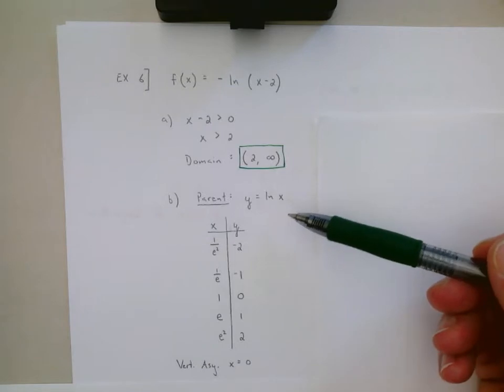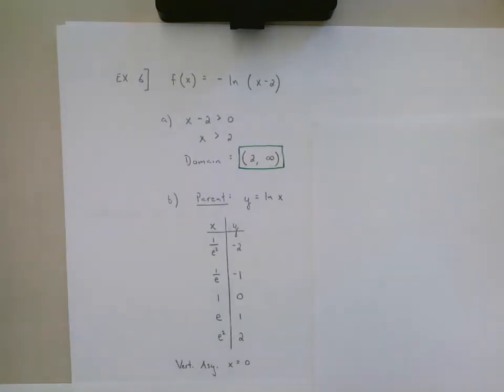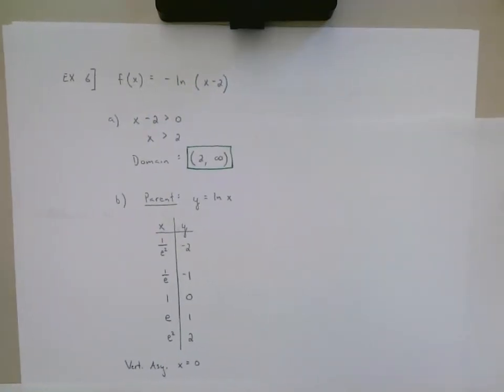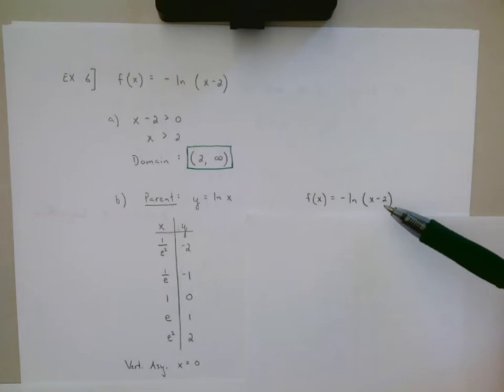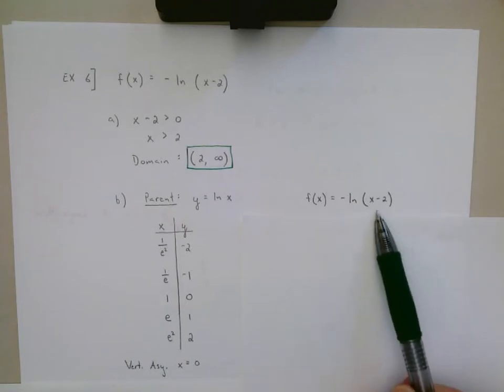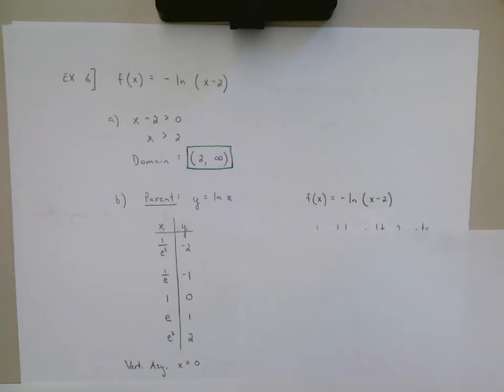So now our job is to take this parent function and transform it to get function f of x. Looking at function f of x here, I can see that there are two transformations happening. According to the order of operations, the first transformation is inside the argument. X subtract 2 tells me that I'm going to translate my parent function right 2 units.